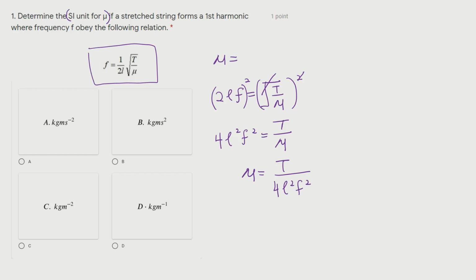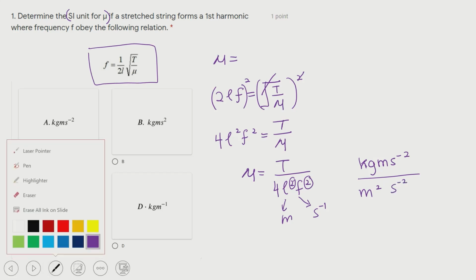So now we need to determine the SI unit for mu. As we know, tension is force. What is the SI unit for force? The SI unit for force is kg meter per second square. Then divided by, what is the SI unit for length? It is meter. But you have square here, so it will become meter square. What is the SI unit for frequency? It is per second. So you have squared, so it becomes s to the power of -2.